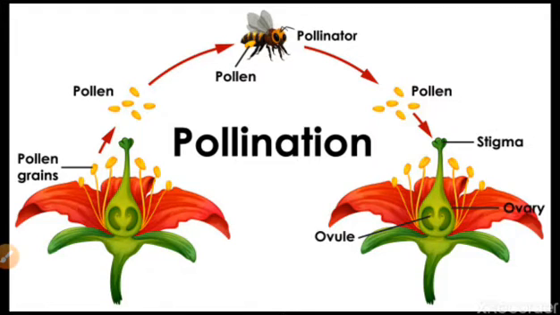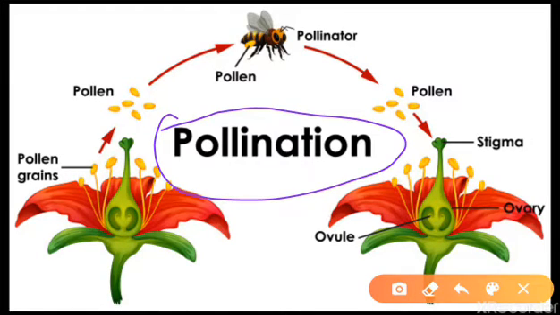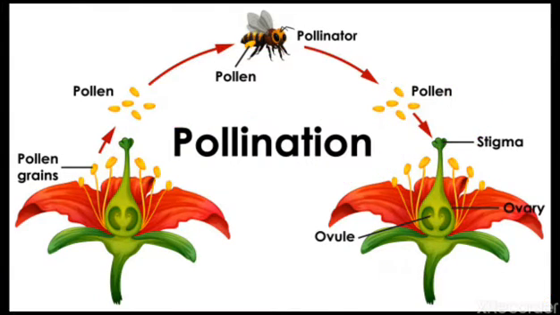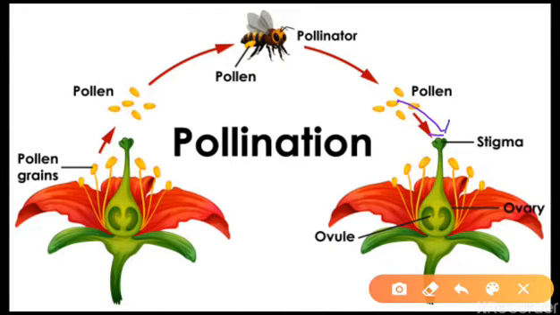So pollination. If I want to define pollination, what will be the simple definition? The simple definition of pollination is the transfer of pollen grain from the anther, from this anther we can see here also, to the stigma. So the transfer of pollen grain from the anther to the stigma is known as pollination. This is the simple definition.